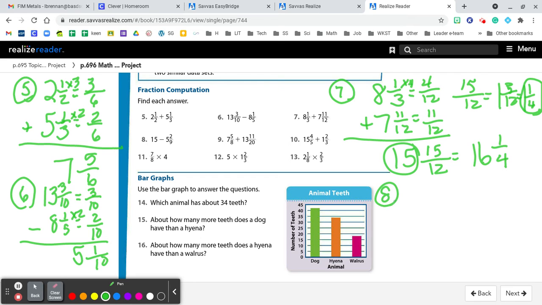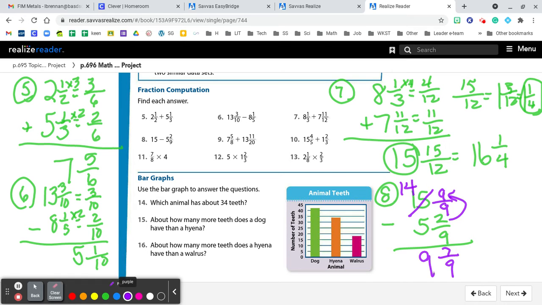Number 8, the whole number 15 minus the mixed number 5 2/9. Remember, when I do these, I need something over here. So I'm going to borrow. Now I can subtract 2. I can take 9, take away 2, or take 2 away from 9, however you want to say it. And I wind up with 9 7/9.